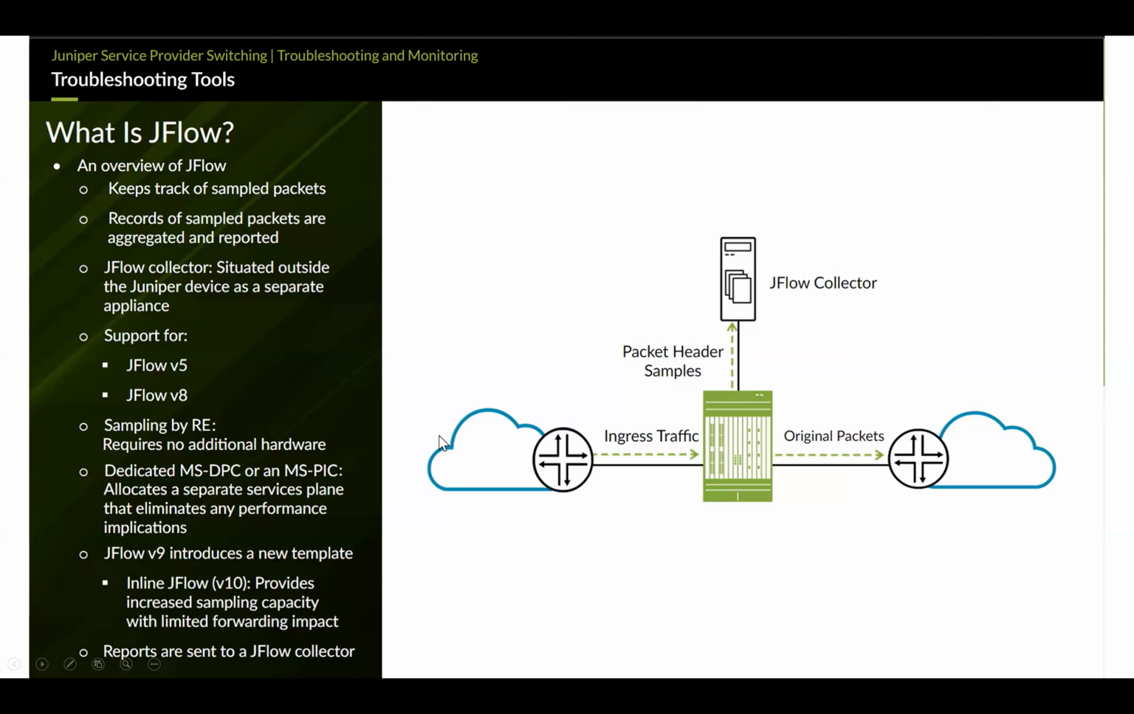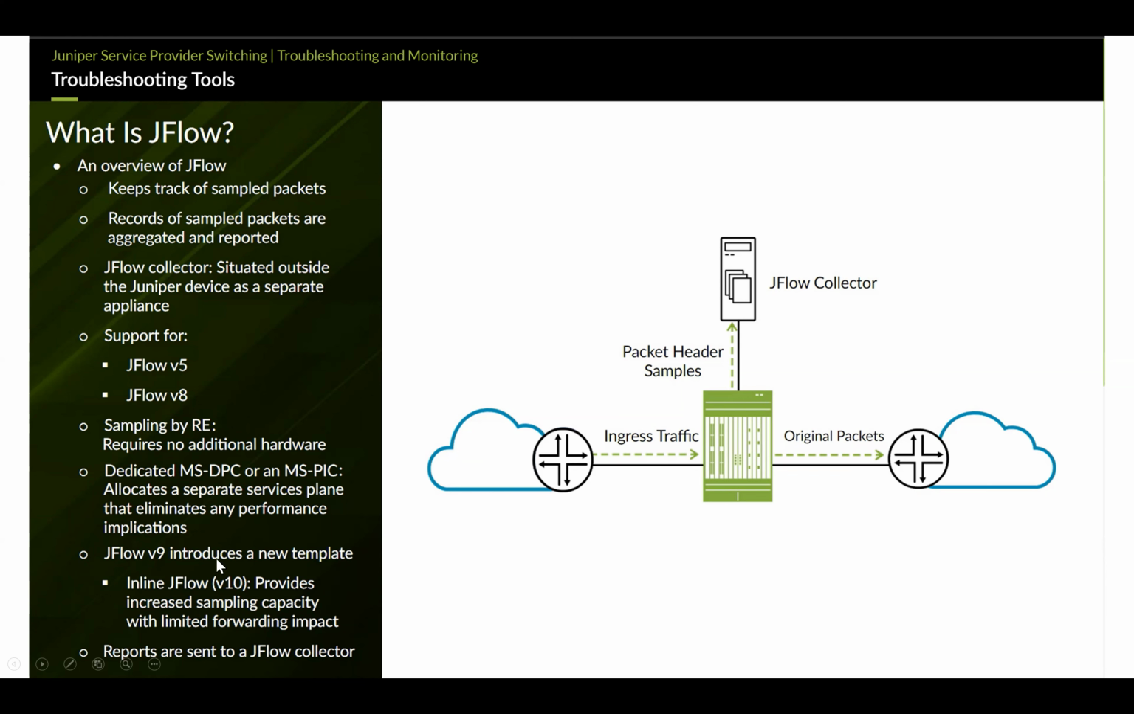Also, you can introduce JFlow version 9. So there is some restriction here. Sampling by the routing engine requires no additional hardware. A dedicated MS-DPC or an MS-PIC allocates a separate services plane that eliminates any performance implications.